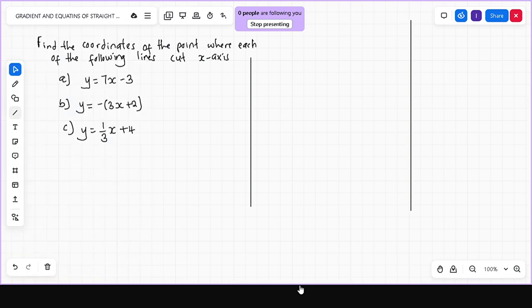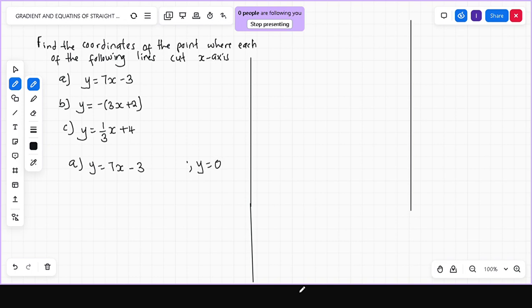Now, here's the question. Find the coordinates of the point where each of the following lines cuts the x-axis. So we are asked to find the coordinates. Now the first example, y equals 7x minus 3. Where a line cuts the x-axis, the value of y equals 0. So here we have y in the question, we substitute 0. So this becomes 0 equals 7x minus 3.